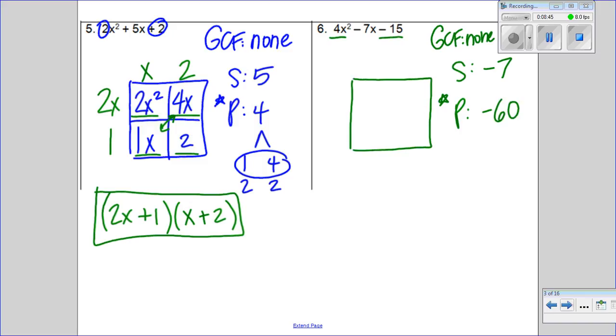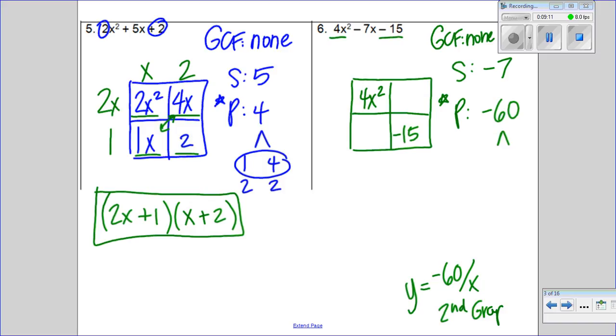Let's fill out our box. I put 4x squared in the top left and negative 15 in the bottom right. Then let's find those factors. So remember, when you get a big number like this, make sure and use your calculator. I can go to y equals on my calculator, and then I'm going to do negative 60 divided by x, and then I'm going to press second graph to go to the table, and that will list all of the factors for me. So let's scroll on down.